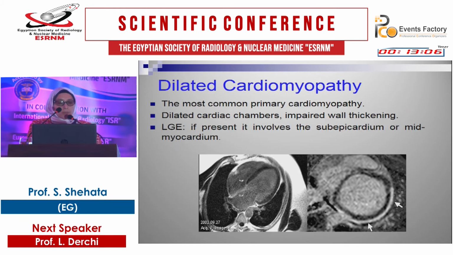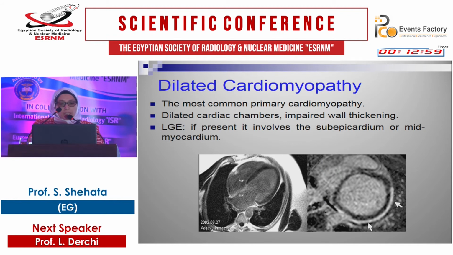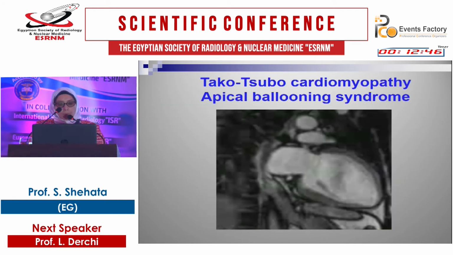In dilated cardiomyopathy, which is the most common primary cardiomyopathy, we notice a dilated cardiac chamber. The dilated cardiac chamber is seen, and impaired wall thickening is noted during cine imaging. Late gadolinium enhancement involves the subepicardial or mid-wall myocardium. This is a special type of dilated cardiomyopathy called Takotsubo cardiomyopathy or apical ballooning syndrome.